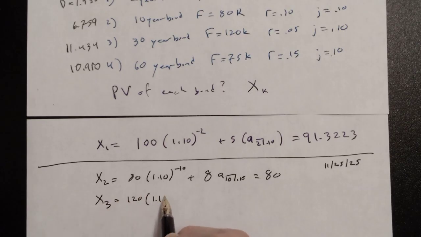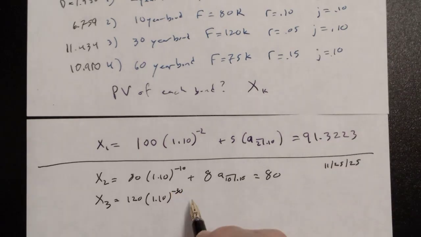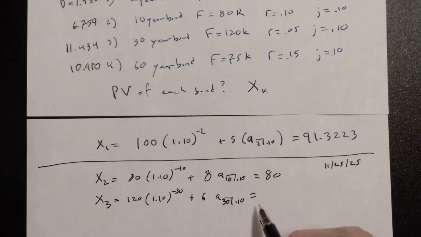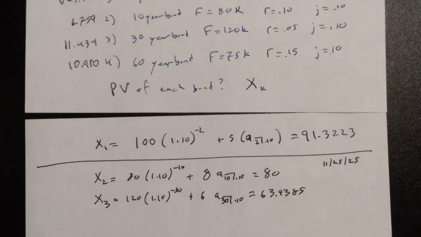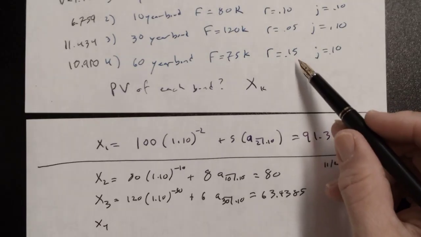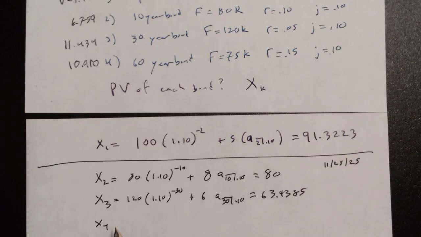120,000 on a 30-year note with a coupon rate of 5%. 5% of 120 is 6. At 30 years, we have face value of a little over 63.4. This one's at a premium, so we're going to end up paying more than the face value.